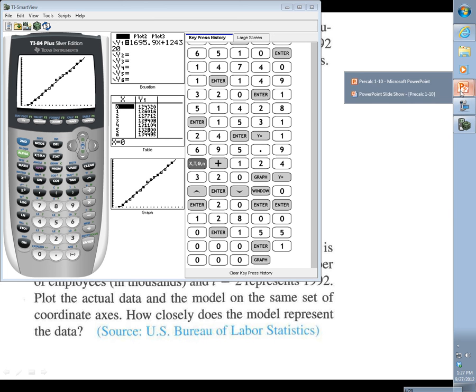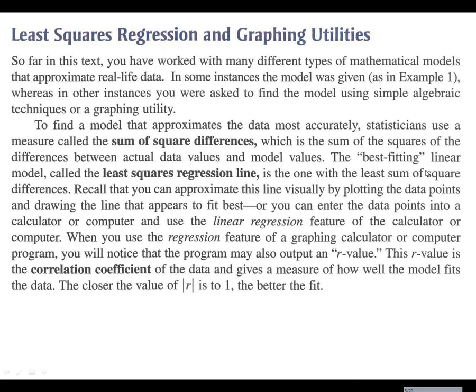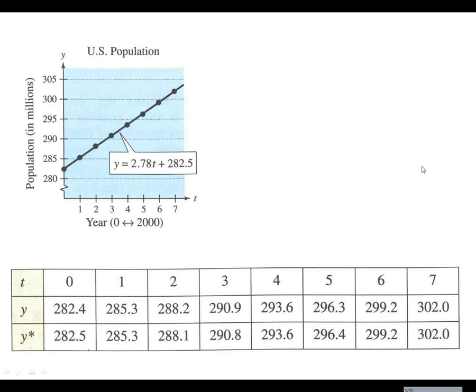Alright, moving on to our second lesson here. So we're going to talk about least squares regression. In the last example, the model equation was given to us. They told us that y equals whatever they wanted for our equation. In the last one here, y equals 2.78t. They gave this to us.